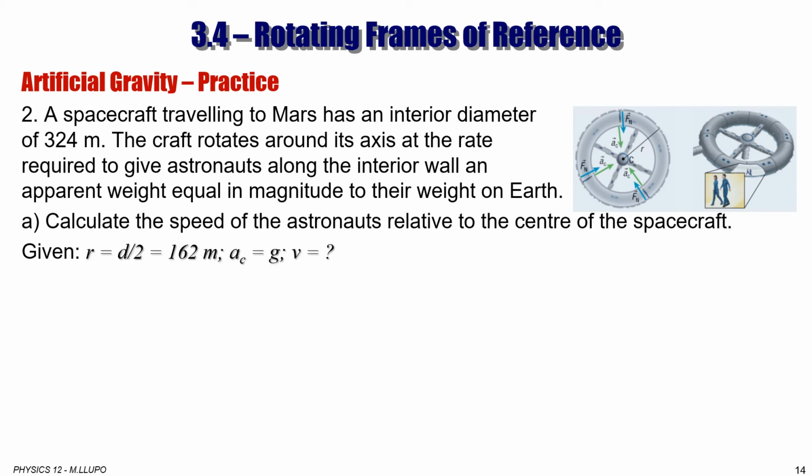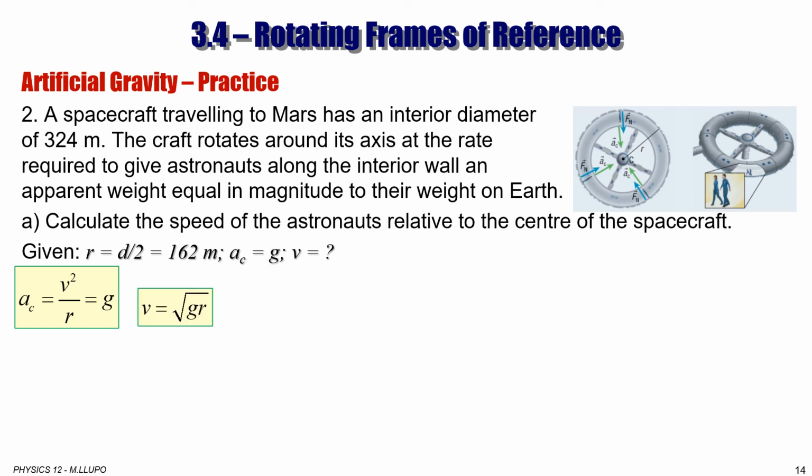So what do we have here? The radius is half of the diameter, 162 meters. Centripetal force has to be equal to gravitational force, or centripetal acceleration has to be equal to gravitational acceleration. So speed is required. In order to calculate the speed, we use the formula v squared over r, which is centripetal acceleration. In this case, it is gravitational acceleration.